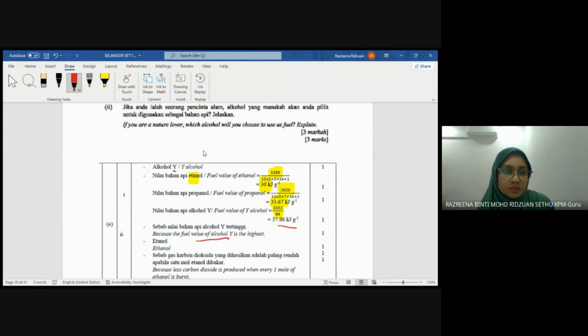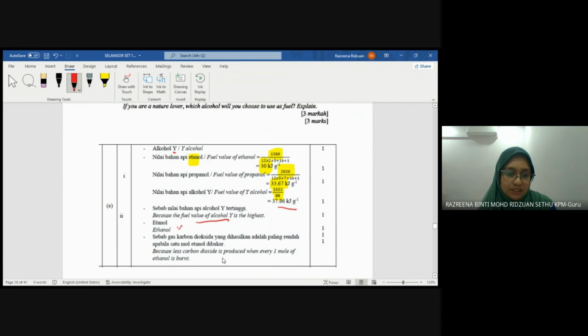Now if you are a nature lover, compared to all these three, how do you make the choice? My suggestion would be you can choose ethanol. Why? Because you can say that less carbon dioxide is produced when every 1 mole of ethanol is burned. Obviously, because ethanol has fewer carbon atoms compared to propanol or pentanol. So that's why we choose ethanol.